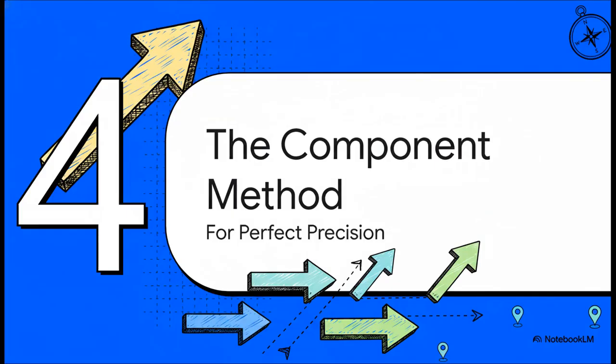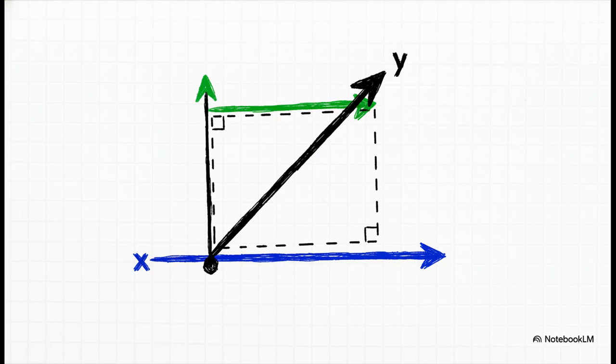So drawing arrows is awesome for getting the concept down, but for real, pinpoint precision, we need something a little more powerful. And this is where the component method comes in. You can think of it as the pro move for getting vector math exactly right every time. The idea here is absolutely brilliant. You take any vector, no matter what weird direction it's pointing in, and you break it down into two much simpler pieces that are perfectly lined up, like east-west and north-south.